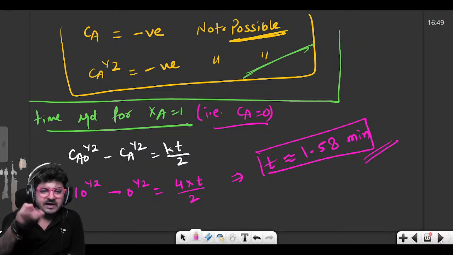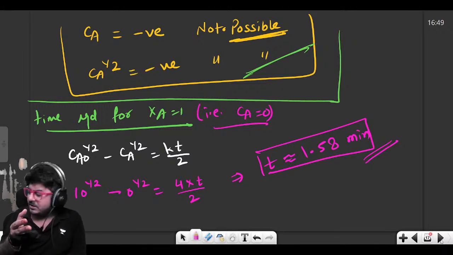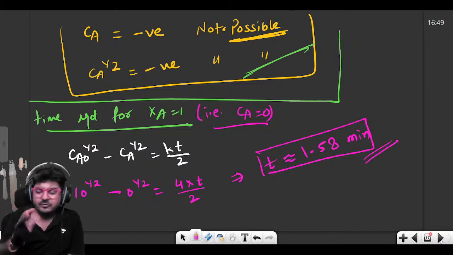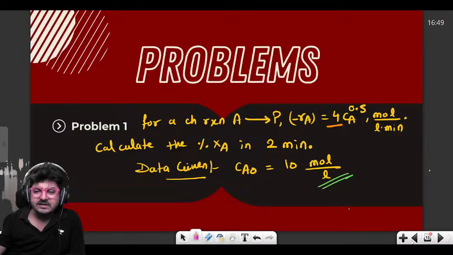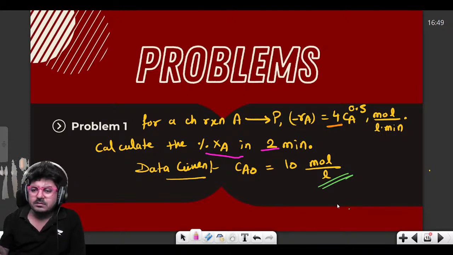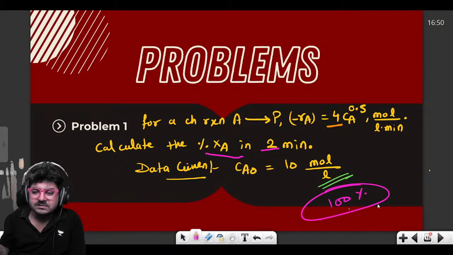So here we have seen the reaction has been completed well before the given time, in 1.58 minutes only. And they were asking for the conversion after 2 minutes or in 2 minutes. Okay. So the reaction completed in 1.58 minutes only. So at 2 minutes also the conversion will remain the same. Even after 200 years it will remain the same, right? So 100%. That is the answer.